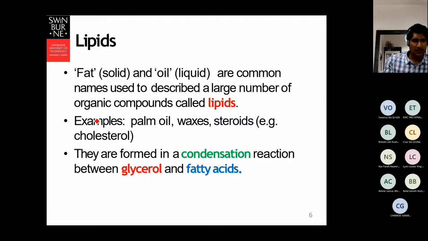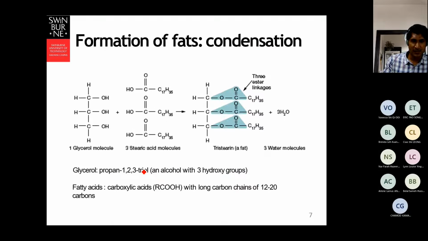Fats and oils we have already discussed; an example is that palm oil is also a fat. And cholesterol; we'll see a little more about cholesterol later on. Fats are formed in a condensation reaction between glycerol and fatty acids. Glycerol has OL at the end, so it has a hydroxyl group. In this case there are 3 hydroxyl groups in glycerol.